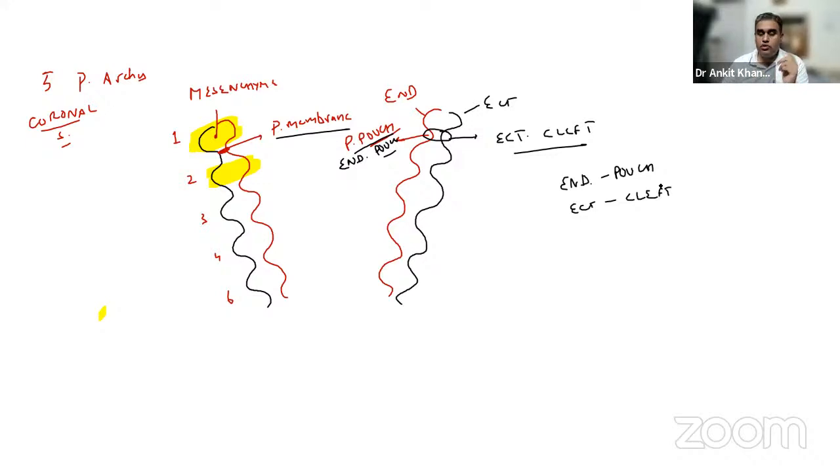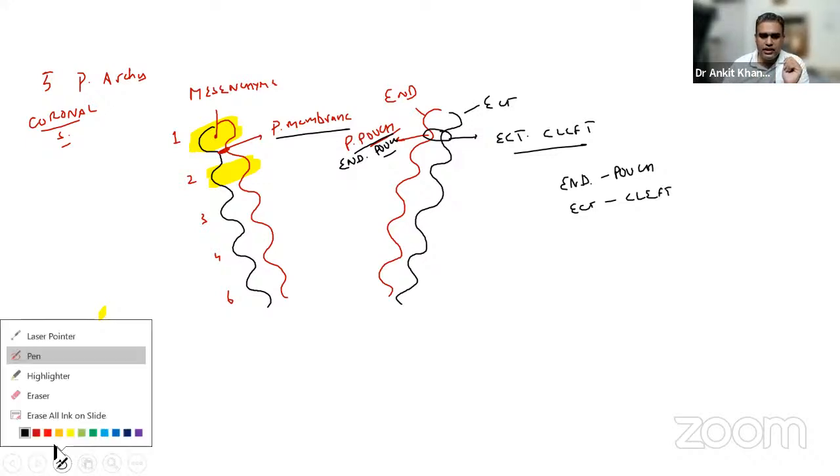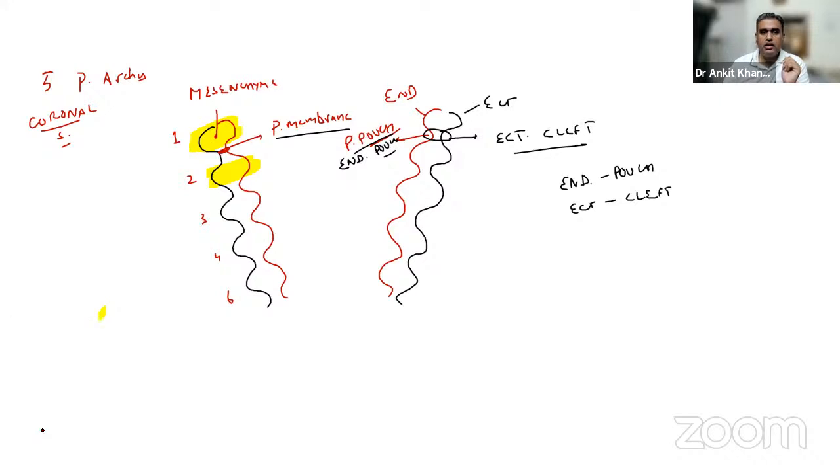Now, for each arch, a few things will be asked to you, which is actually data-driven. Each arch, they will ask you what is the nerve supply, which nerve lies in each arch. Question: which artery will lie in each arch? Next question: what will be the skeletal derivatives of each arch? What will be the muscles of each arch?